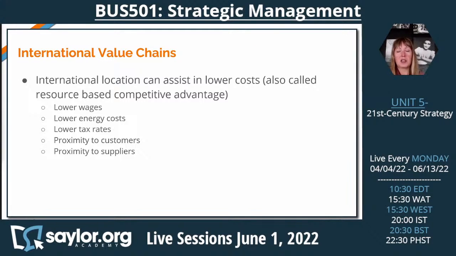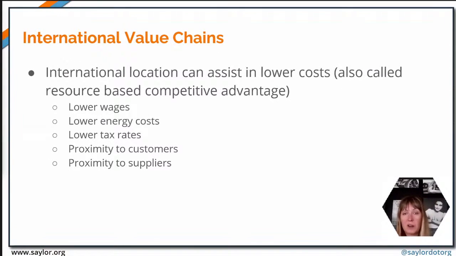I want us to talk a little bit about international value chains and when you think about going international to whatever country or countries that you want to do business in, this can be a good growth strategy, as we talked about a little bit in the last unit. And a lot of companies will try to harness competitive advantage through this international value chain. And there can be several advantages to doing this, and those are listed here. So when you locate your business in a certain area, there may be lower wages, which of course can be an advantage that adds value to your product or service.